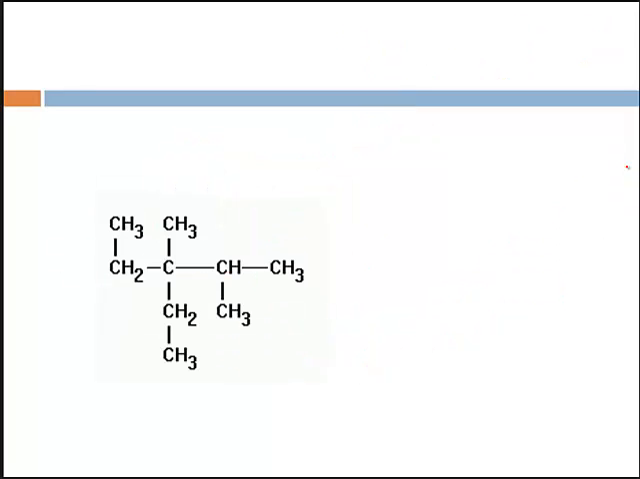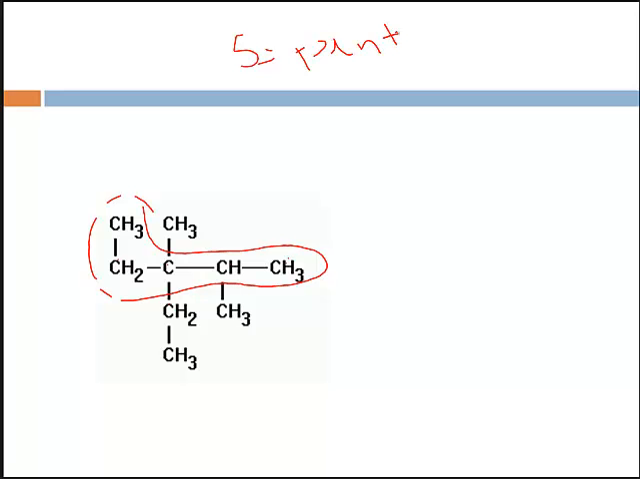Find the longest chain. 1, 2, 3, 4, 5. 1, 2, 3, 4, 5. So either way, it's going to be the same. I'm just going to pick this way. So 5 is pent. Single bond, so it's going to be pentane.